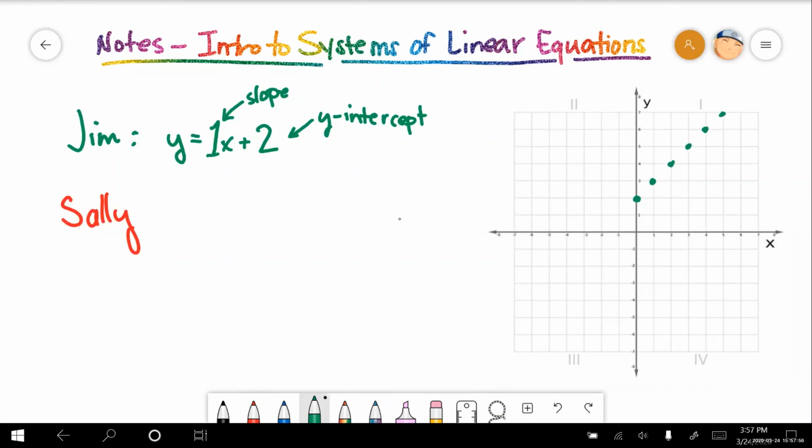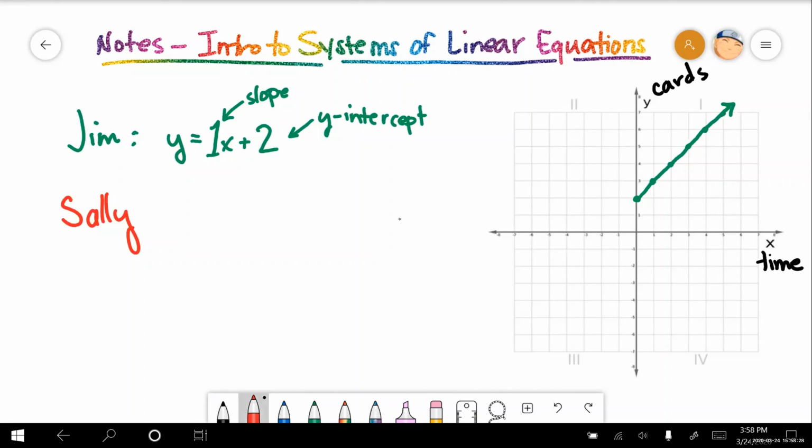To graph Jim's pattern, I'm not going to graph on the negative side of this axis because we're not looking back in time. X we're going to consider, let's say Jim collects cards every day. So X is time in this situation. Let's write that in black. X is time, and Y is our cards.